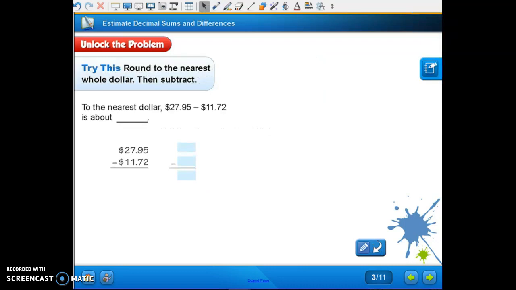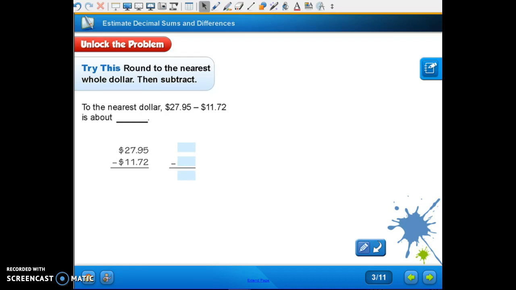Okay, this is in the try this on the bottom of the page. It says round to the nearest whole dollar, then subtract. To the nearest whole dollar, $27.95 minus $11.72 is about what? So let's do our rounding. $27.95: is the 95 going to make that round up to 28 or stay at 27? Round up. Yes, the 9 will make that round up.